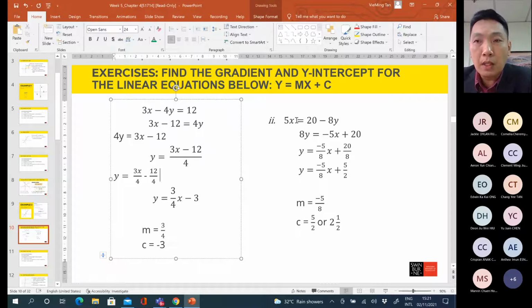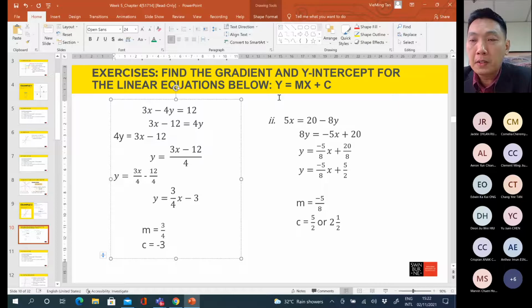Now we have 3 terms here, 1 term on the left and 2 terms on the right-hand side. If that's the case, it's better for us to move minus 8y to the left-hand side, so that the coefficient of y, which is negative 8, becomes positive 8. And then 5x moves to the right-hand side and becomes minus 5x, so that we can form this pattern of equation.